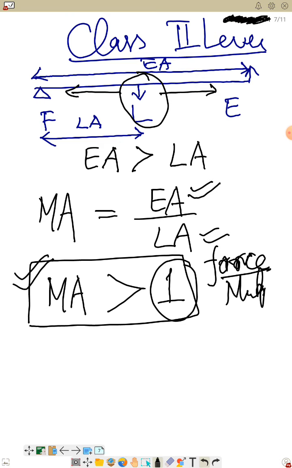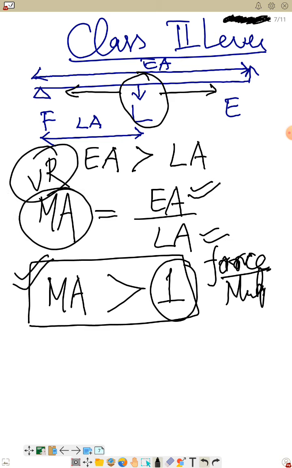All right, and apart from mechanical advantage, you also must know about the velocity ratio. Now since mechanical advantage is greater than 1 here, the velocity ratio of class 2 lever will also be greater than 1 here. So class 2 lever always acts as a force multiplier. Why? This is your assignment.